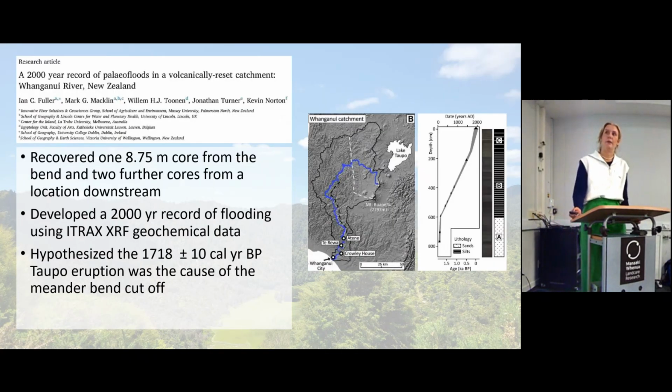So this is building on previous research done by Ian and a couple of others. They did this research in 2018 and developed a 2,000-year flood record from the same location. They did this using ITRAX geochemical data. My intention was to do the same thing, but my geochemistry was slightly more complicated for reasons that I'll get into. And they hypothesized that the initiation of my bend cutoff, so how my record was created, was the Taupo eruption 1700 years ago.